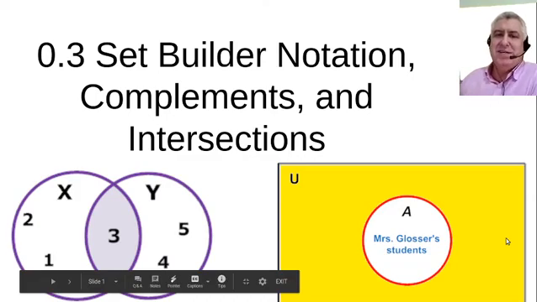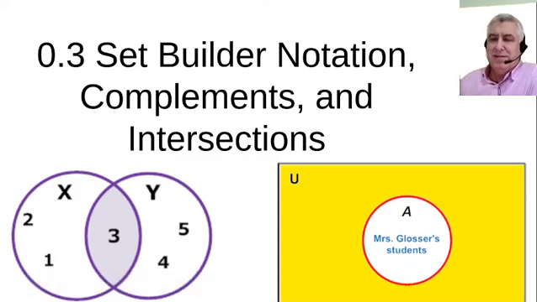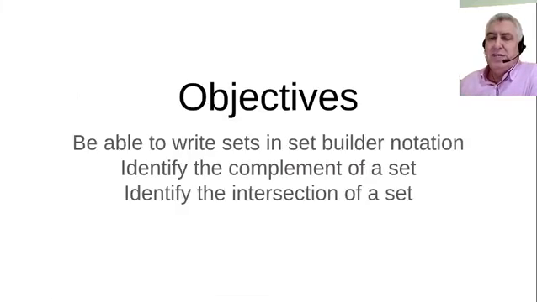We're learning about sets and Python, and in this third lesson we're going to be learning about set builder notation, complements, and intersections. So our objectives are: one, we'll be able to write sets in set builder notation; two, we're going to identify the complement of a set; and three, we're going to identify the intersection of a set. You've heard about intersections a little bit before, so that should be pretty straightforward for us, but I don't think you've heard of set builder notation before.